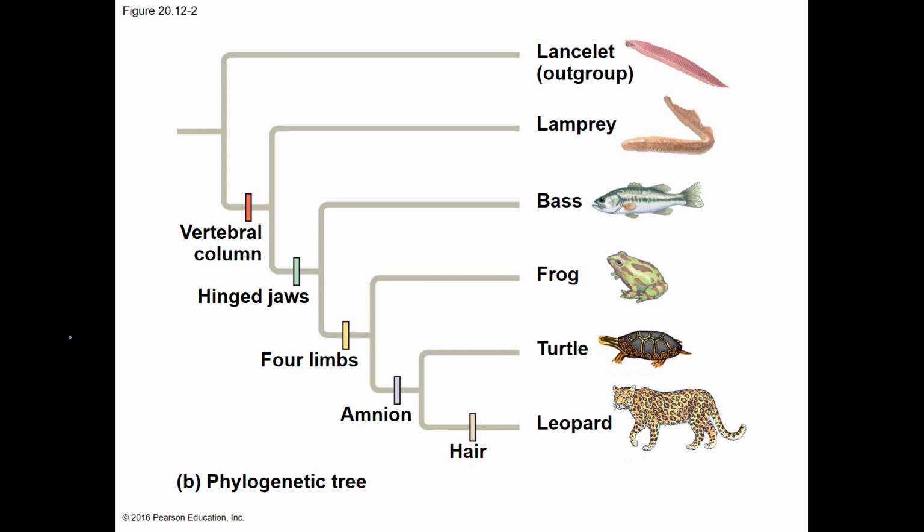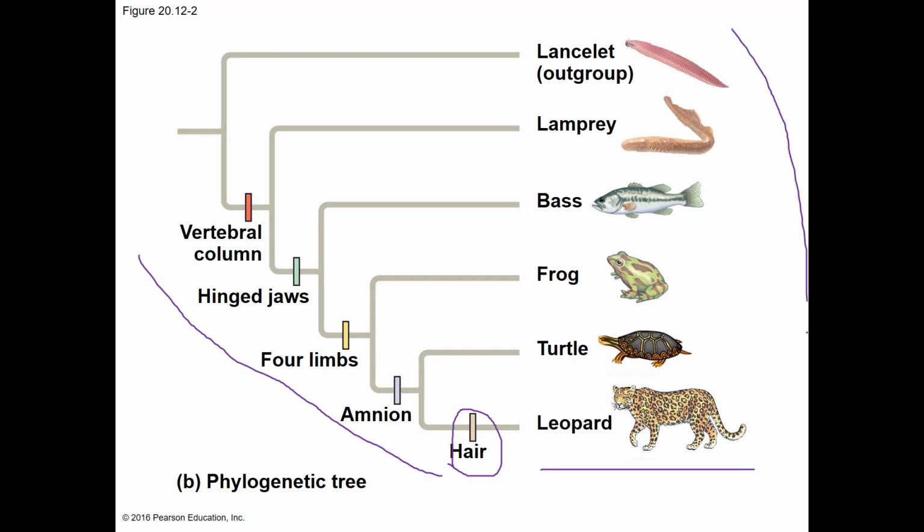So here we're looking at different characters, right? If we look at hair here, this would be a derived trait, right? Because we're branching off from turtles and things that have amniotic fluid. Probably it's its own thing specific to the leopards, not the other guys. A vertebral column is an ancestral trait. All of these guys have a vertebral column.